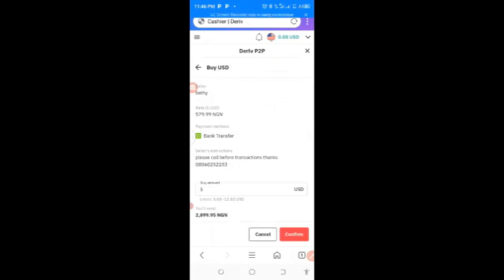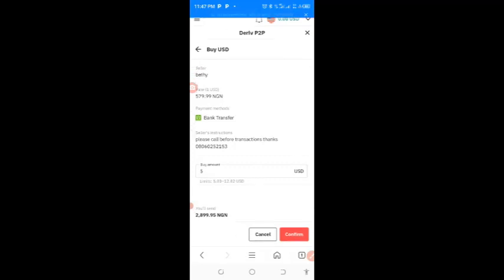This one, look at this one now. The name is Betty. She wants to sell $1 at the rate of 579.99 Naira. It wants a bank transfer, and this one says, please call before transaction. Thanks. This one asks you to call before the transaction. Buy amount, that is $5. So you have to pay 2,899 naira 95 kobo. So you can deal with this one, but let me show you.